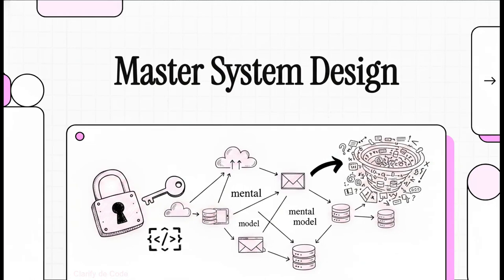Today, we're unlocking something pretty massive, the ultimate mental model for system architecture. If you've ever felt completely overwhelmed by the sheer volume of technologies, diagrams, and patterns out there, well, you're absolutely in the right place. Let's get into it.